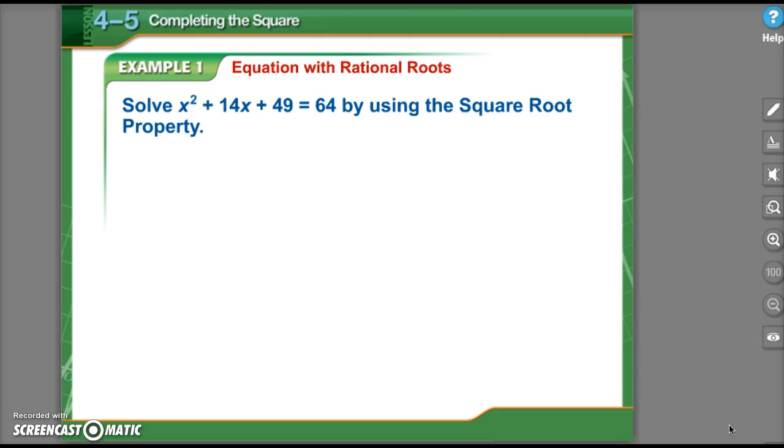Okay, our first example is going to be on an equation with rational roots. Rational just means that the answers can be expressed as fractions or ratios. Ratios and fractions are the same kind of concept. So our problem says we need to solve x squared plus 14x plus 49 equals 64 by using the square root property.